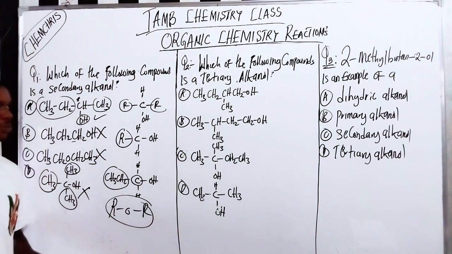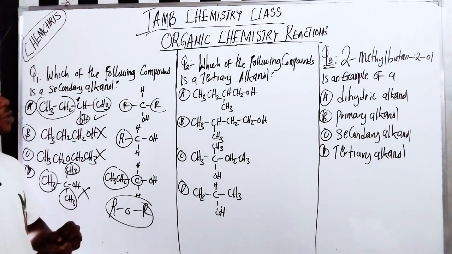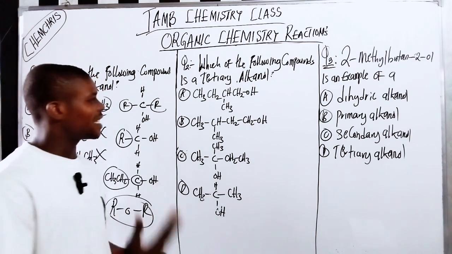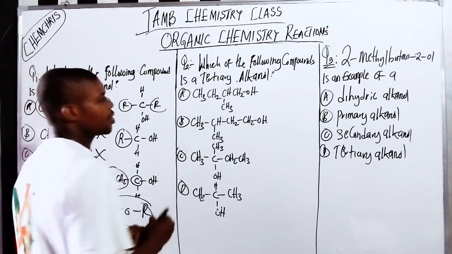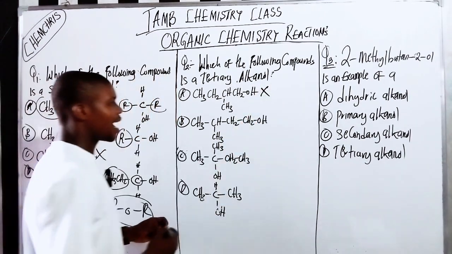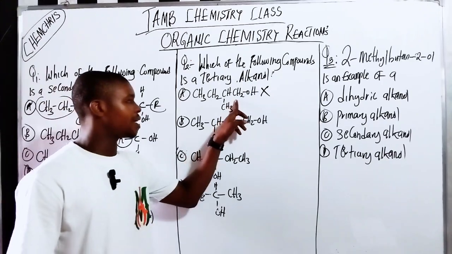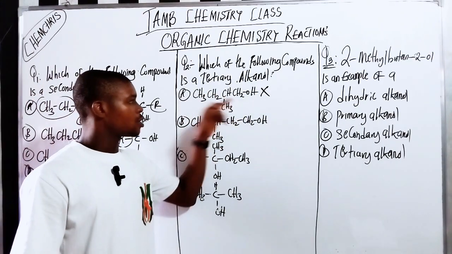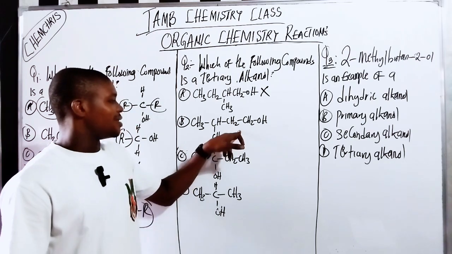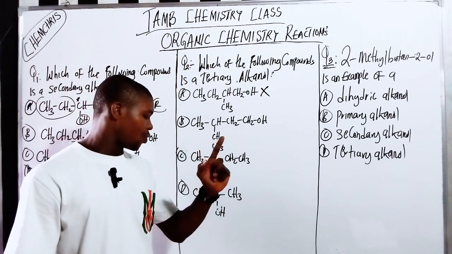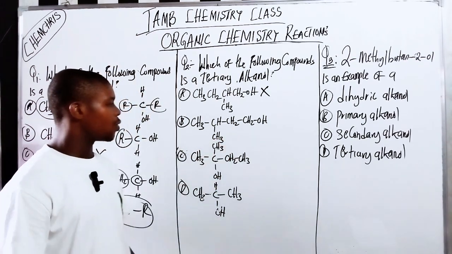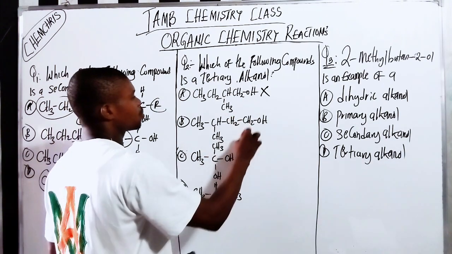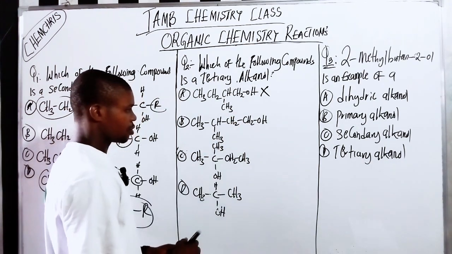Do you understand? Now let's look at B. Which of the following compounds is a tertiary alcohol? This one is not a tertiary alcohol. This one is a primary alcohol. Why? Because the carbon atom that bears the OH has only one alkyl group. Do you understand? Yes, it is a primary alcohol. Now this one is also a primary alcohol. So these two are primary alcohols.